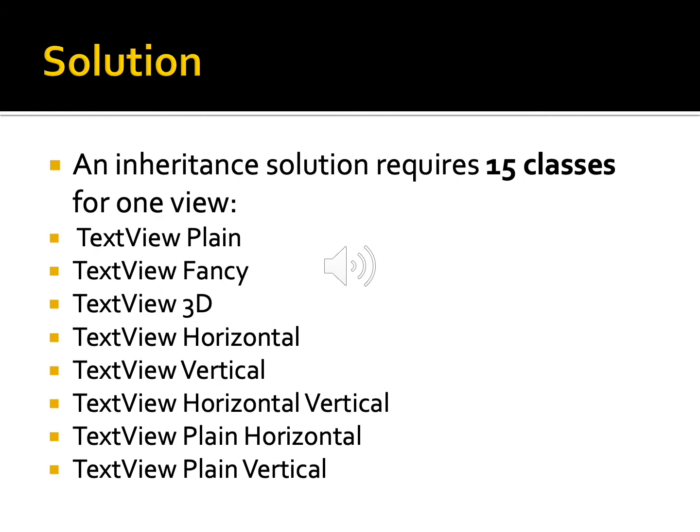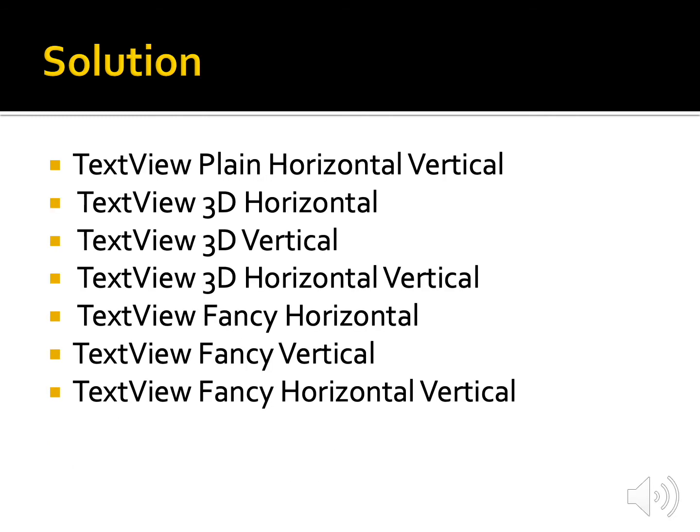And to handle the combination of horizontal and vertical scroll bars, you have to write text view horizontal vertical. The next is text view plain horizontal. These are for the border as well as the scroll bar. Similarly, text view plain vertical. This class shows that you can extend the class with the functionality of a plain border as well as a vertical scroll bar. And the next classes for the combination of scroll bar and border are text view plain horizontal vertical, text view 3D horizontal, text view 3D vertical, text view 3D horizontal vertical, and so on.